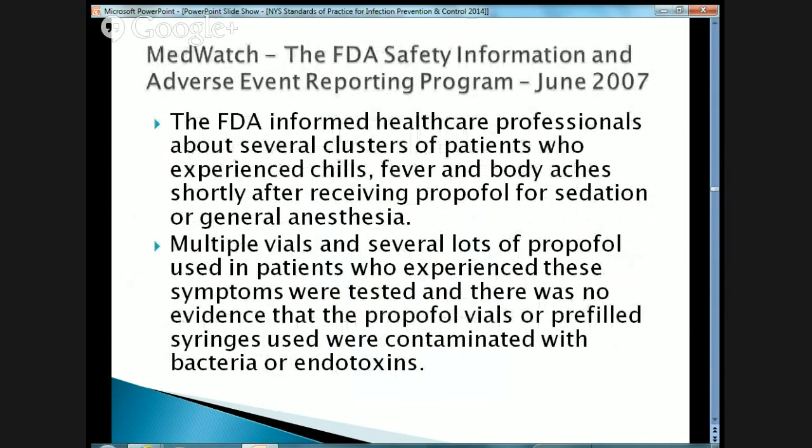MedWatch is an FDA safety alert that has informed healthcare workers. There have been a number of clusters of patients, and they found that the multivial in several lots of propofol was used on patients who experienced only fever, body aches, and that was it. They didn't grow anything, but they thought that the propofol vial was contaminated with an endotoxin, and that's why they couldn't grow anything. So you can actually not have a bug in there, but if you transport an endotoxin in there, you can actually get a reaction, either fever, body aches, and chills.